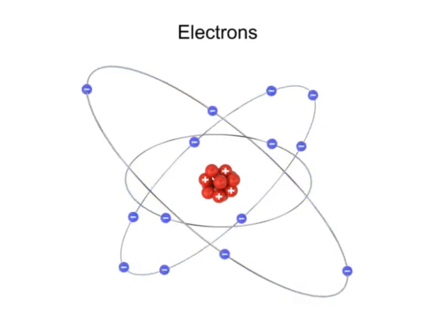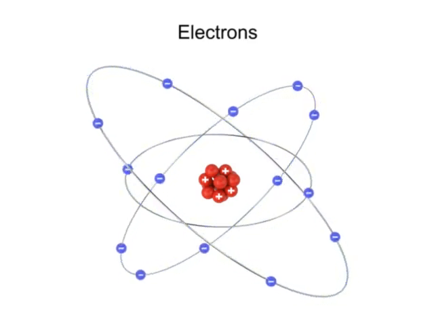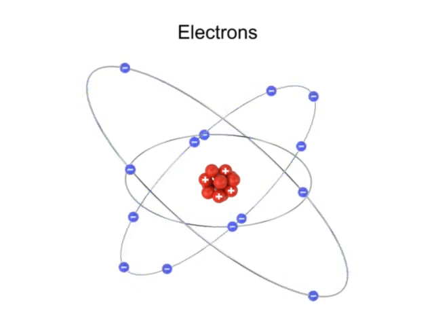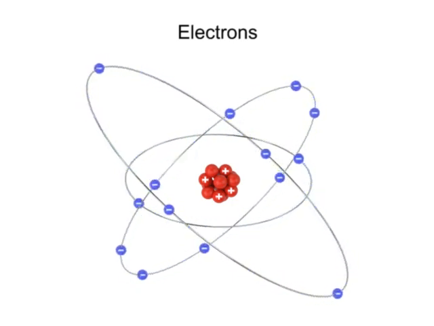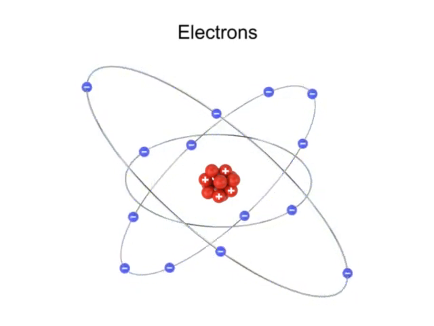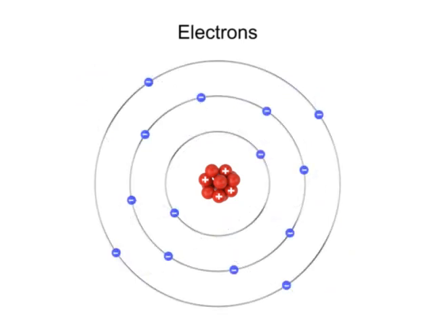Electrons move around the nucleus of an atom in concentric orbits. These orbits, or shells, represent different energy states that electrons can exhibit. The farther an electron is from the nucleus, the greater its potential energy.